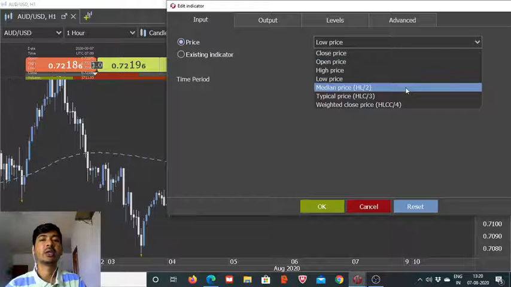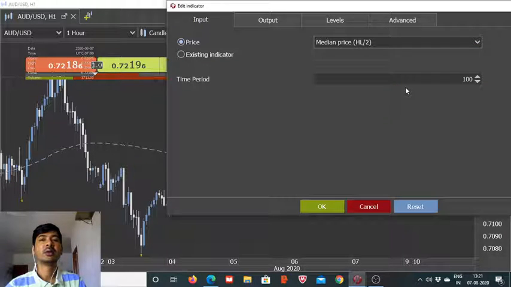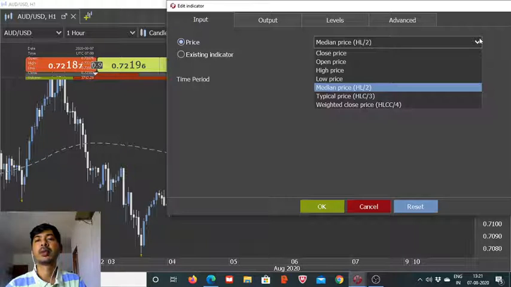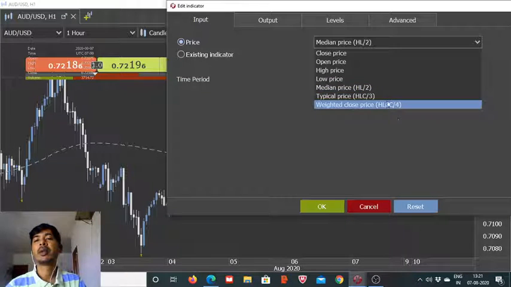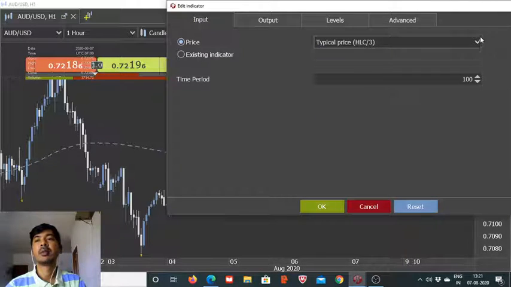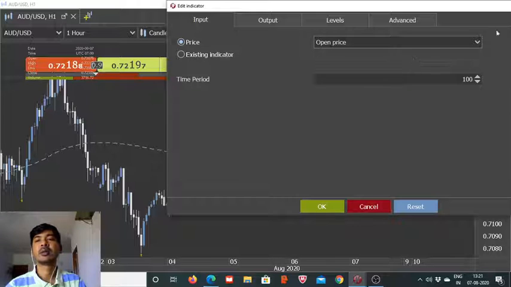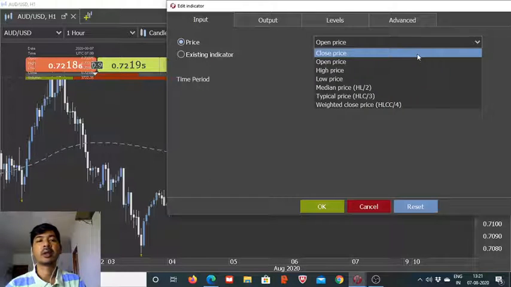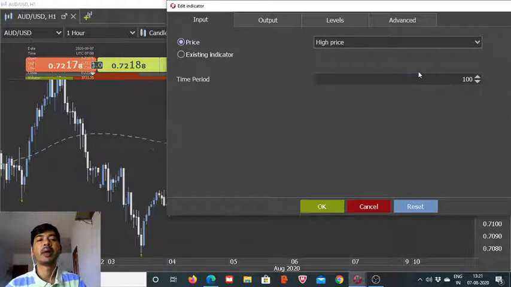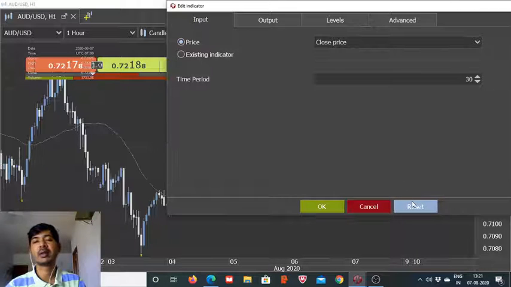Again, if we change it to median price, it will shift upwards, because median price is simply half of the addition of high and low. Typical price, a little bit of change. Weighted close price, again a little bit of change. Open price, some change, and then comes close price, some minor change. High price. Okay, so you have to design and define, as I said.